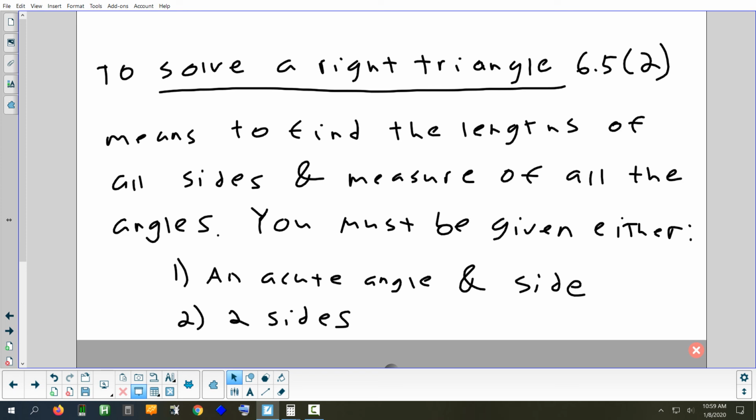In addition to the 90, you're always going to have a 90, so that doesn't really help. But in addition to the 90, I can either give you one of the other sides and one of the other angles. That would be case 1. Or I can say I'm not going to give you any angles besides the 90. You'll always have that. But I could give you 2 of the sides. Either way, you're always going to have 3 pieces of information to start: a 90, and then one of these 2 cases.